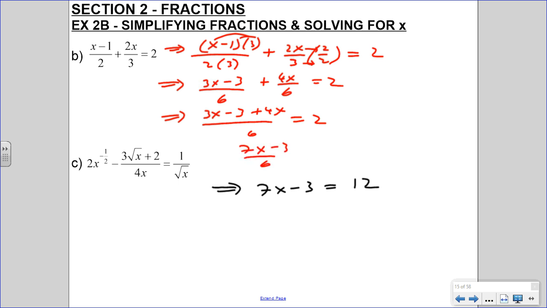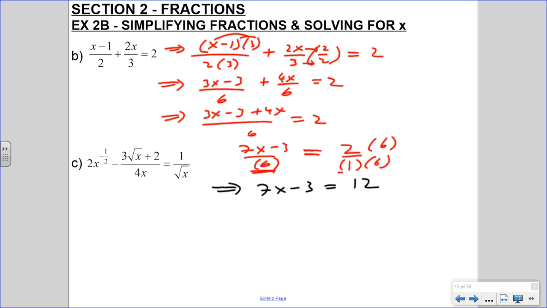7x take 3 over 6 equals 2 over 1. It's exactly the same as making the denominator the same. So this one has a 1, this one has a 6. So if you put 6 and 6, the denominators are the same, and you've got an equals. The denominators are the same either side of the equal sign.